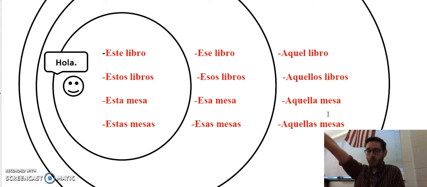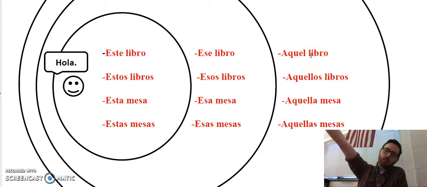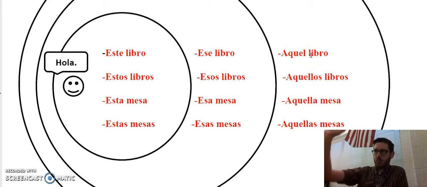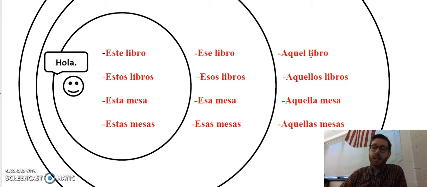Now let's say that something's way far away. That's represented by this third circle, and those are totally different words. That would be like aquel libro, that book way over there. Aquellos libros, remember the double L sounds like a Y, aquellos libros, which are those books way over there. Aquella mesa, which is that table way over there. And then aquellas mesas, which are those tables way over there.